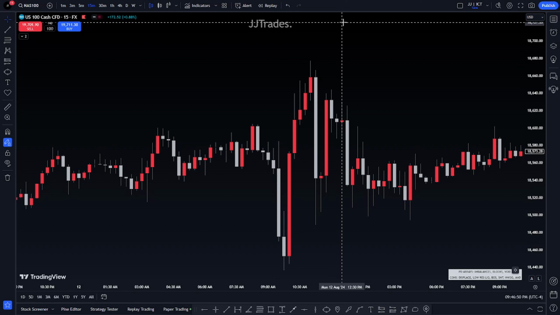But I hope I gave you a pretty good explanation of quadrants, consequent encroachment, and mean threshold. Hopefully you can remember them, go in your charts, backtest them, use them, and master them, and be able to make profitable trades with them.